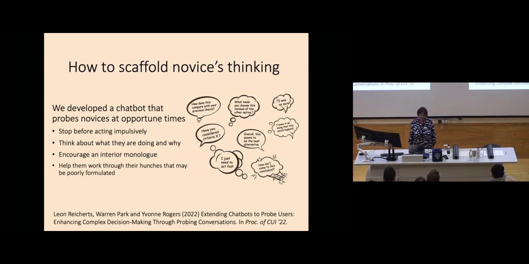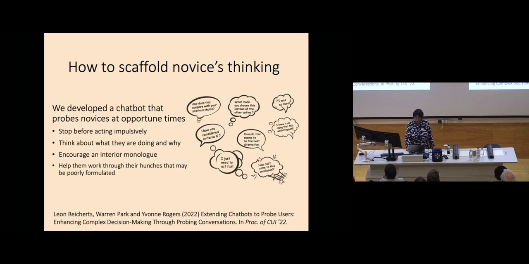And so we developed a chatbot that would probe. It would be proactive. It would probe the novices at opportune times. And the idea was that we could somehow stop them acting impulsively and get them to think a bit about what they were doing and why, and maybe even encourage an interior monologue and help them work through their hunches that may be poorly formulated. And so here's some of the things that they might be saying, and the chatbot, have you considered this? I was so sure, overall this seems to be the best alternative, and so on.